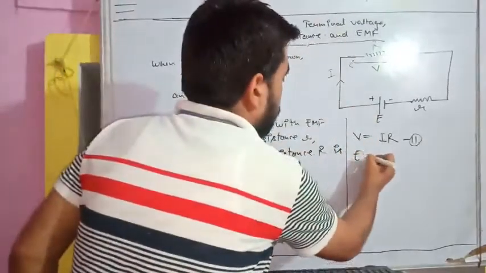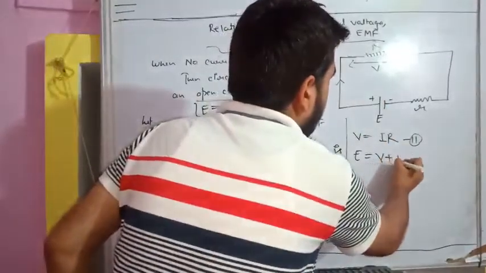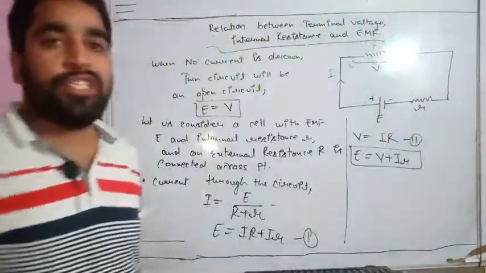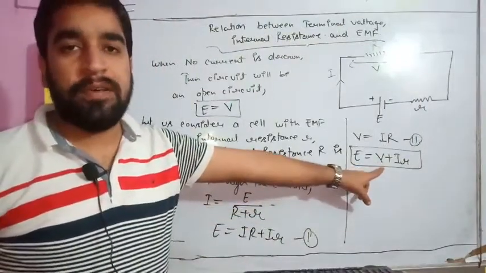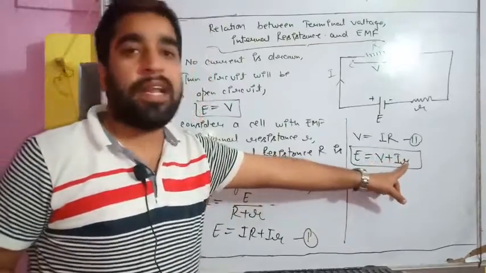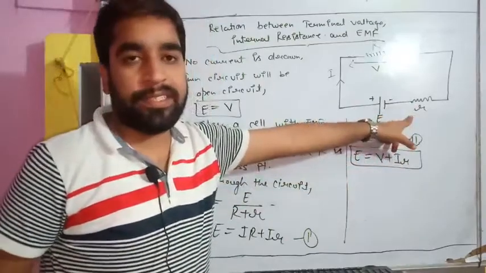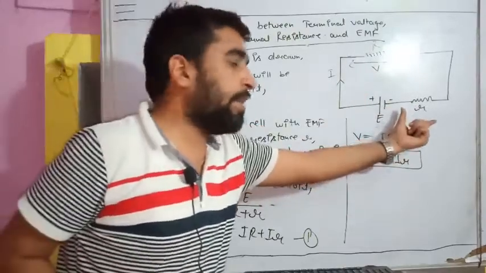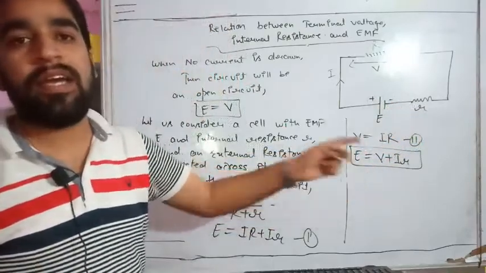So E is equal to, in place of capital IR, we can write V. So E is equal to V plus Ir. By this relation, it is very clear that EMF is greater than terminal voltage. By how much amount is the EMF greater than the terminal voltage? The answer is Ir greater than the terminal voltage. And r is the internal resistance offered by the cell, and I is the current drawn through the circuit. So there is an energy loss, which is equal to Ir, and which is counted while taking out the EMF of the cell.